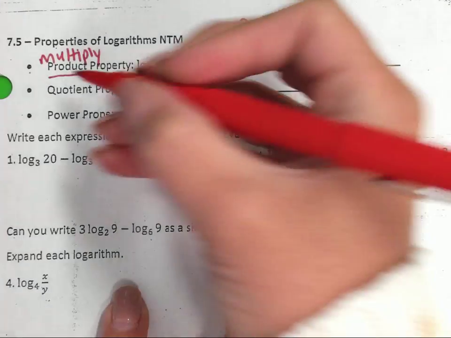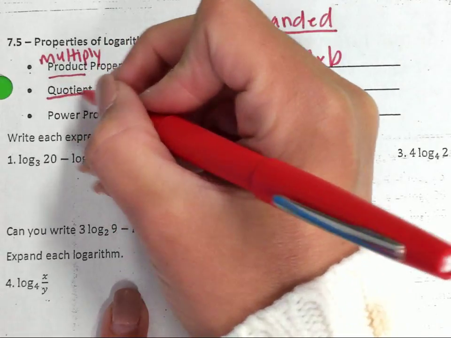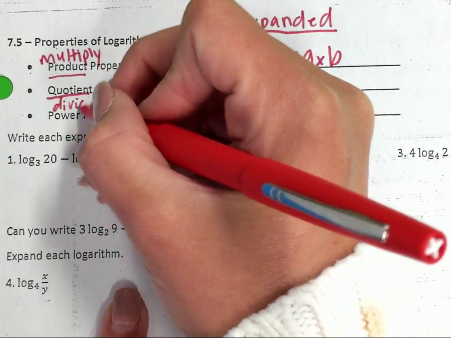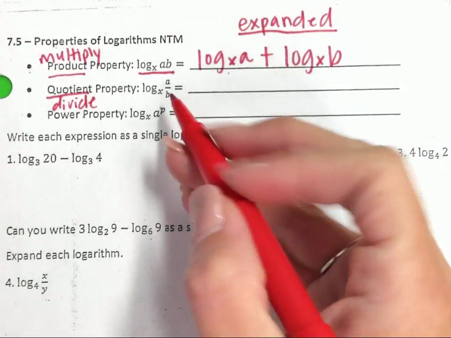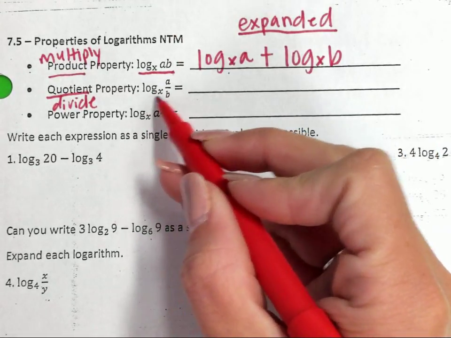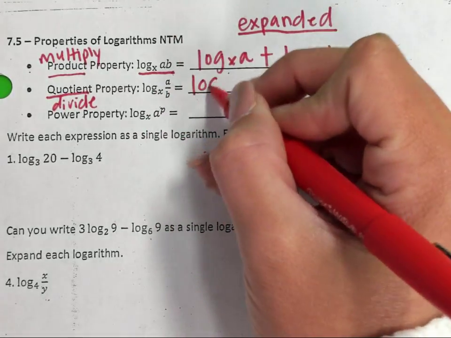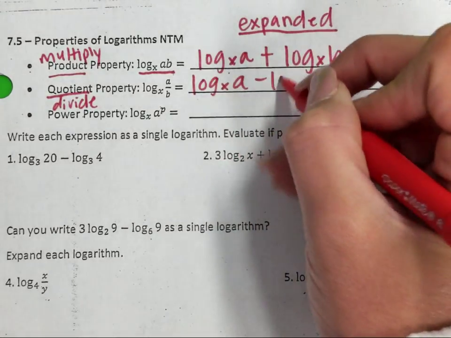Alright, quotient means what? Good. So think about our first property we talked about. If multiply and adding go together, what do you think goes with division? Subtraction. Good. So you can rewrite a single logarithm like this if it's being divided as log x of a minus log x of b.